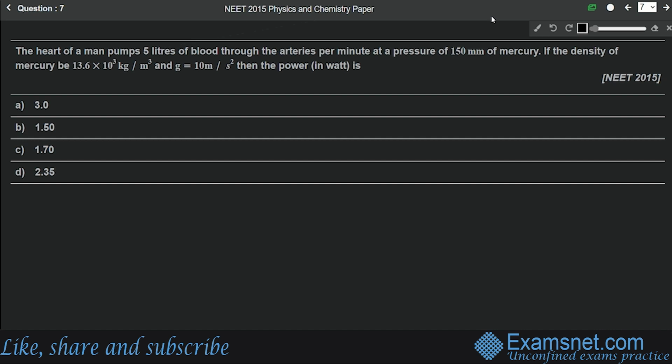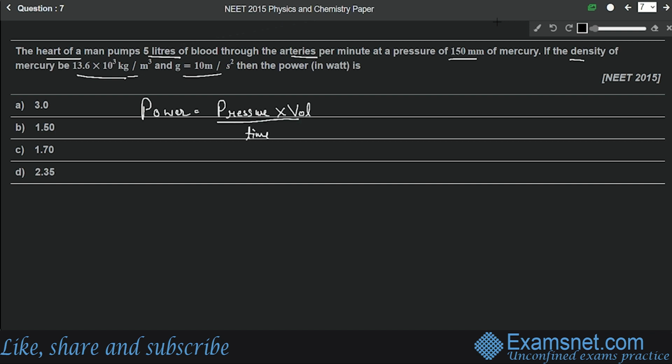Now question number 7 is from work, energy and power, and the question is, the heart of a man pumps 5 liters of blood through the arteries per minute at a pressure of 150 millimeter of mercury. If the density of the mercury be 13.6 into 10 to the power 3 kg per meter cube and g is equal to 10 meter per second square, then the power in watt is. So we have to find the power in watt. Power is equal to work done per unit time, and work done is pressure into volume. So pressure into volume per unit time.